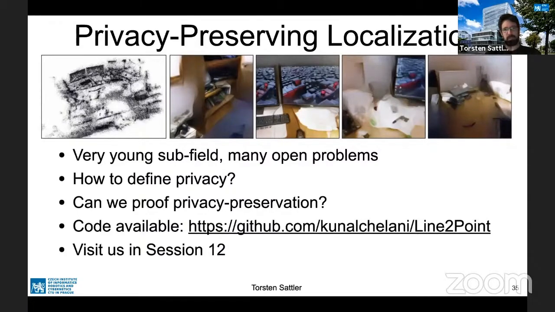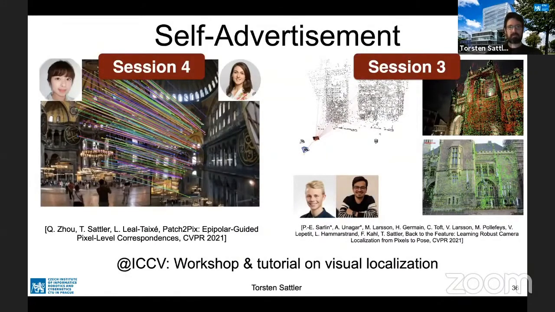And with that, I'm nearly done. A bit of self-advertisement. We are going to have 2 more papers at CVPR this year. The first is with Kunji Zhu and Laura Leal-Taixé, which will be presented in session 4, and which is about establishing correspondences between images on a pixel level. The second is with Paul-Edouard Sarlin and others on doing localization without explicit correspondences between 2D pixels and 3D points, but rather with some sort of photometric refinement. And I'm sure that Daniel Cremers might talk about something in that direction in his talk.